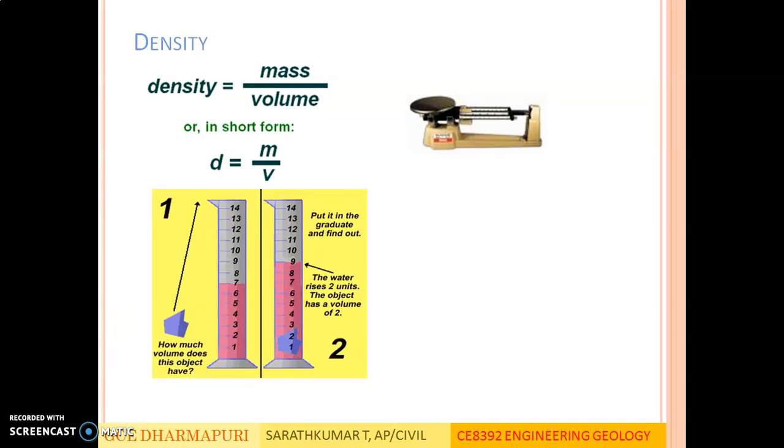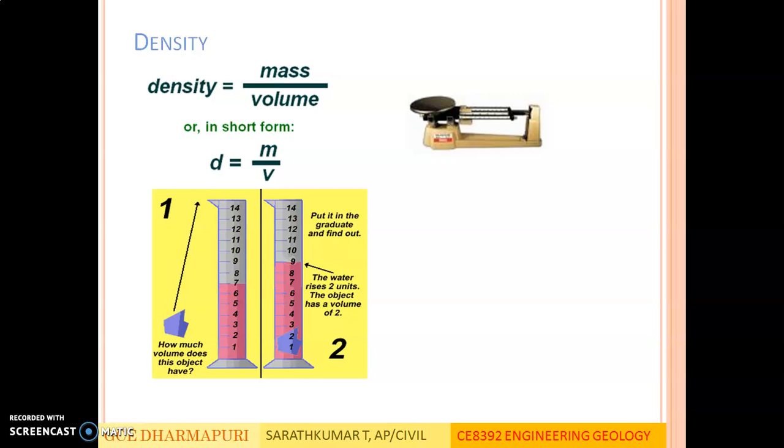So one of the easiest methods is using a glass cylinder to determine the volume of the mineral. First we pour water into the glass cylinder and note down the volume the water occupies initially. Then we drop the mineral into it. Once we drop the mineral into the water in the glass cylinder, the volume of water rises. Again we note down the final volume after we drop the mineral. The difference in these two volumes is the volume of the mineral.